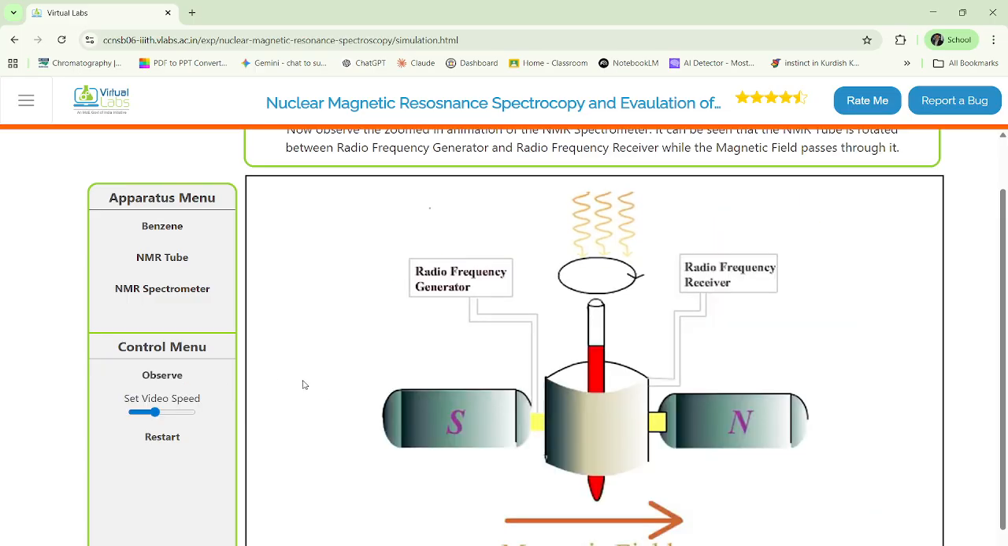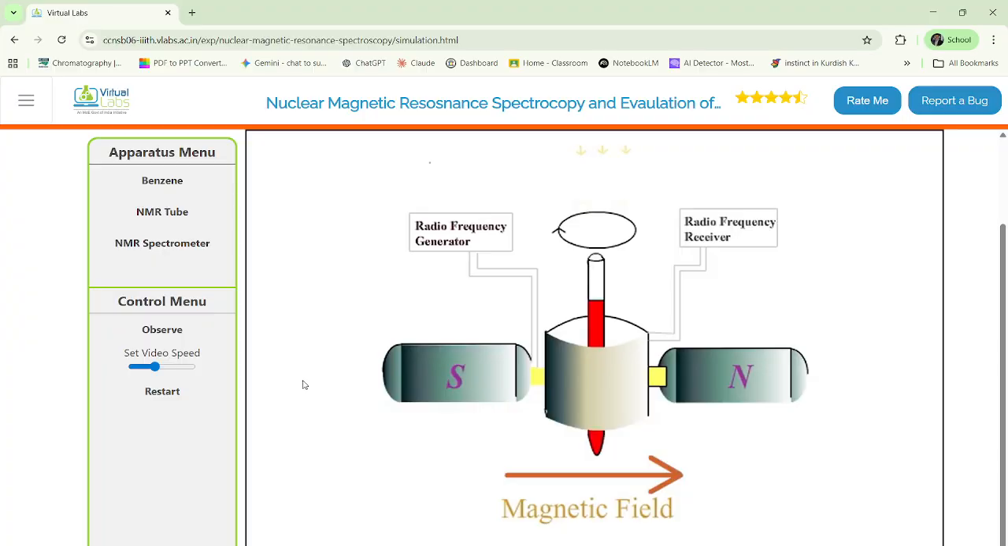Now what we do, we observe. Look what's happening. There's the sample here. The magnetic field, south and north, has a great effect on these protons. These protons will align themselves either parallel or antiparallel to the magnetic field. Then we send radio frequency in. The little proton magnets are spinning around.